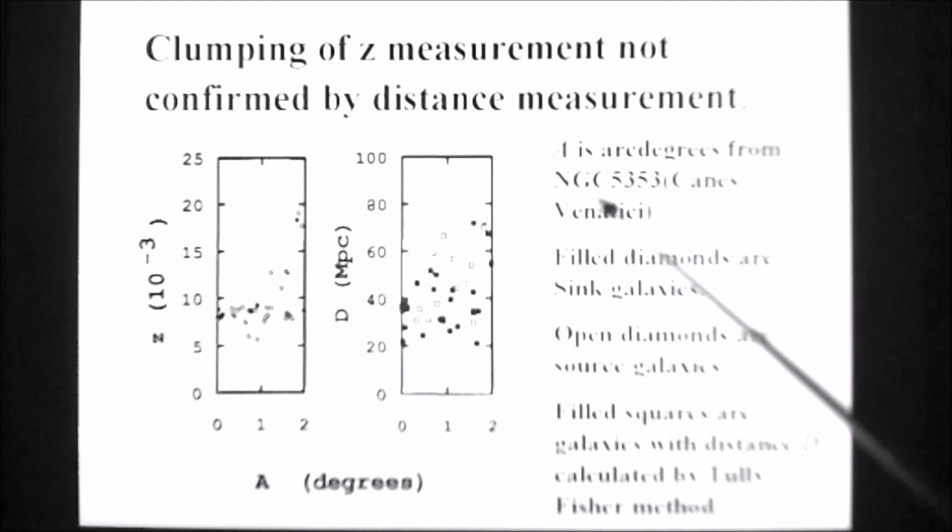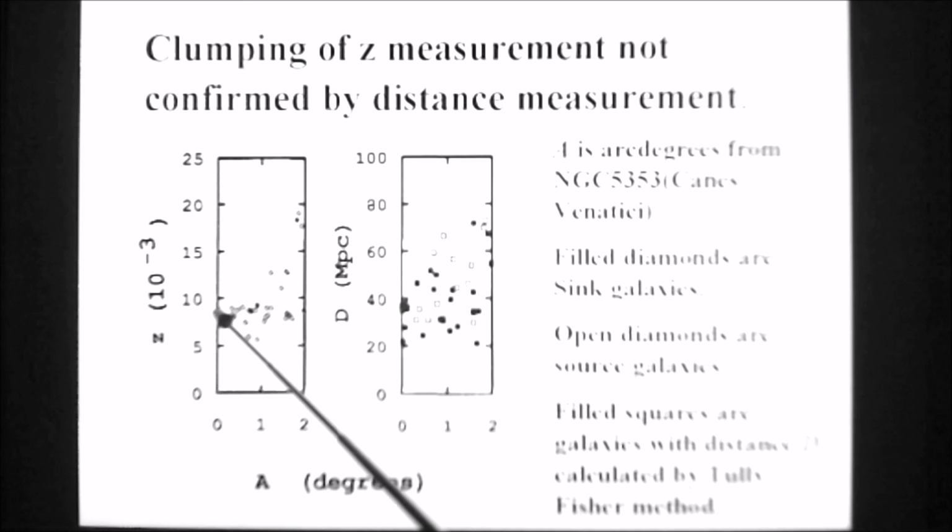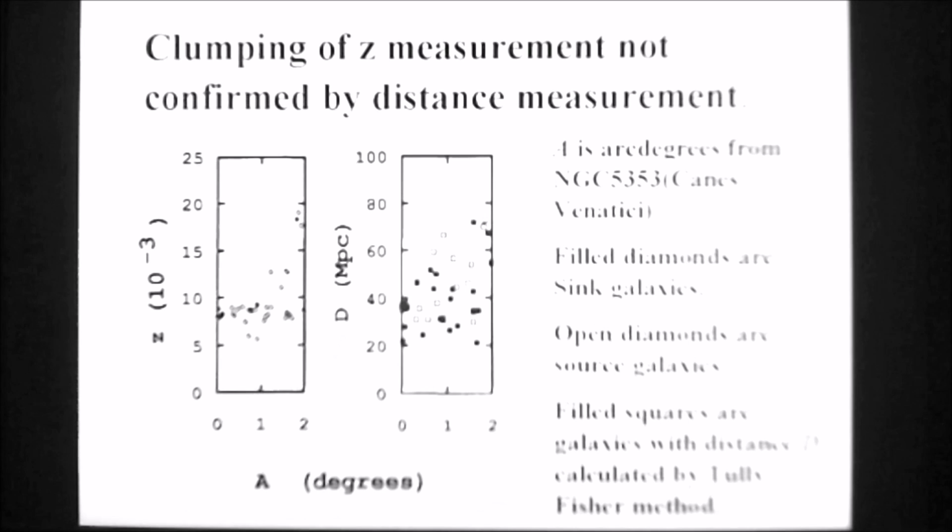A is arc degrees from NGC 5353. The filled diamonds are sink galaxies. The open diamonds are source galaxies. Filled squares are distances determined by the Tully-Fisher method and others by the open squares.